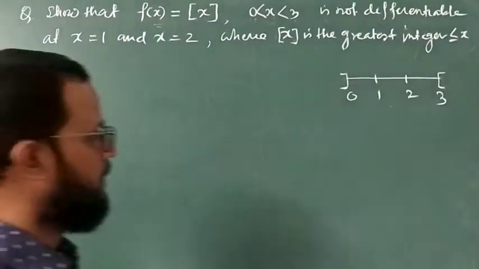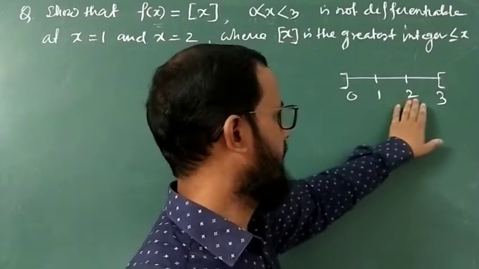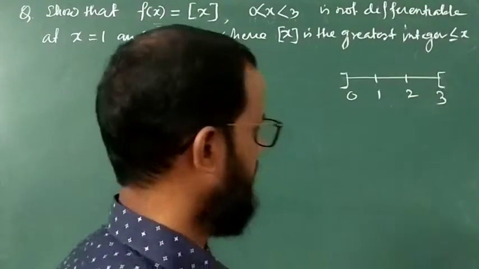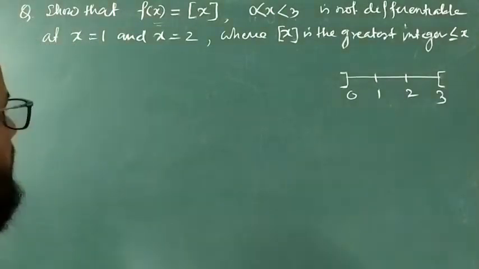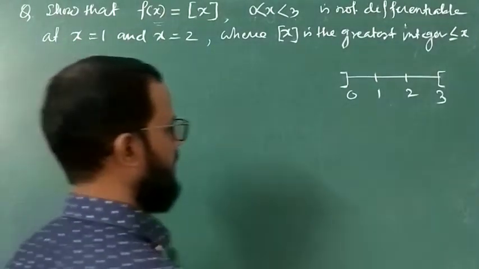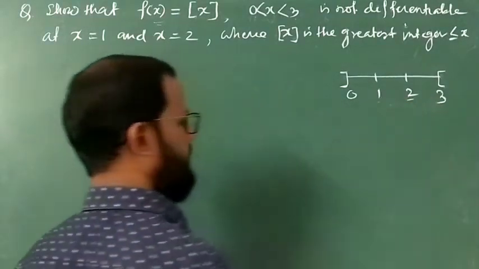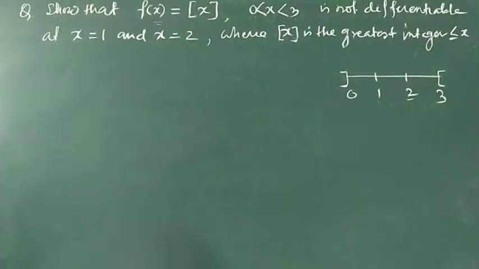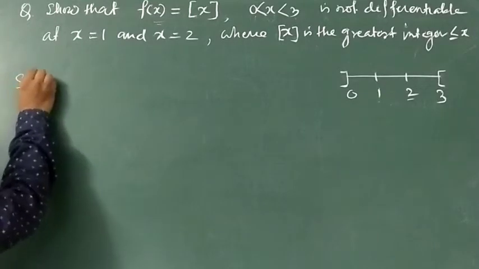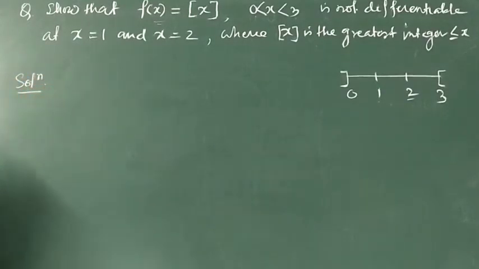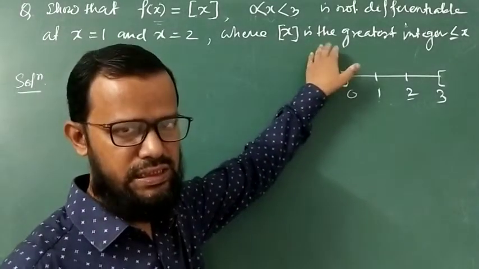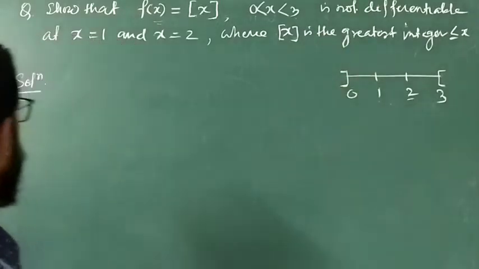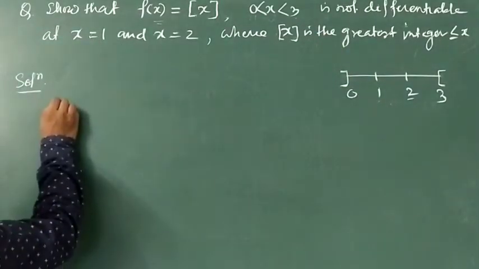That means you are going to show that f dash 1 does not exist and f dash 2 does not exist. So there are two points you are going to check. I am going to check at the point 2, you can check at the point 1. Okay, so similar way we are going to find left hand derivative and right hand derivative, and here we are going to use the properties of greatest integer function. Very interesting question. First we find L f dash 2.